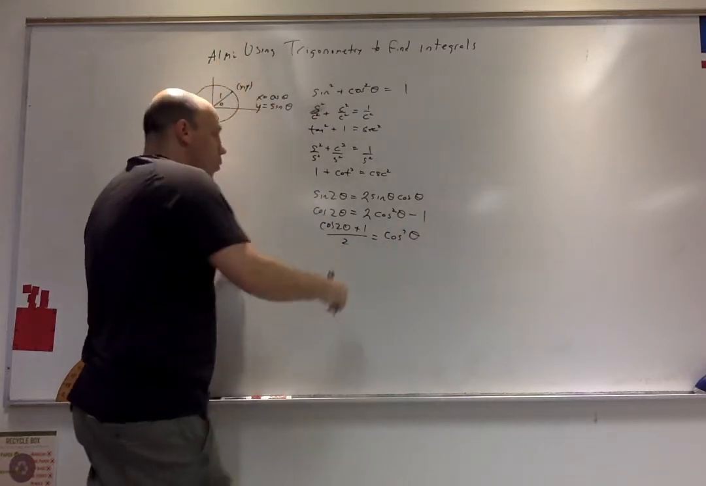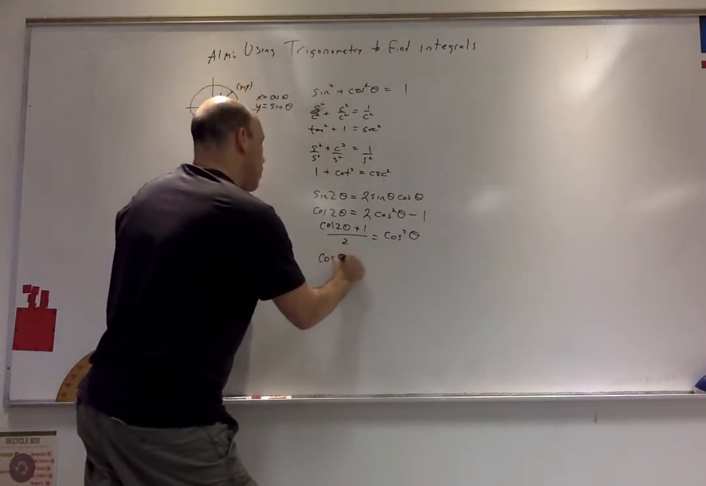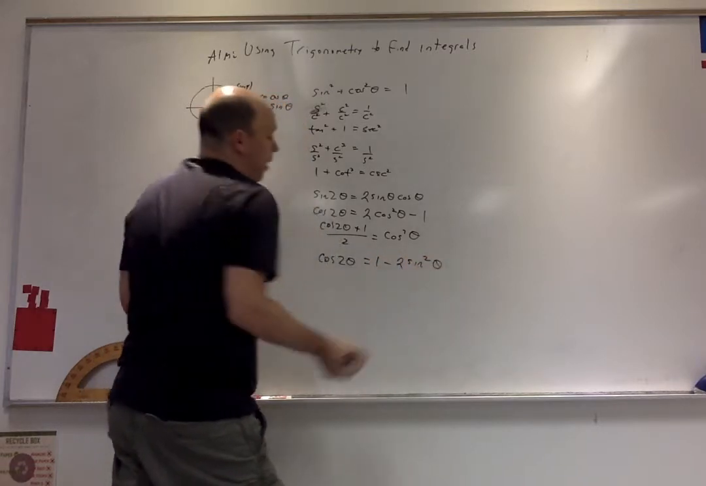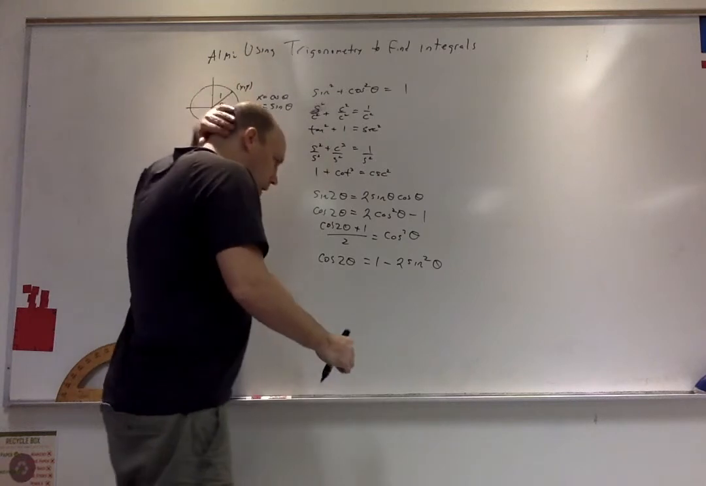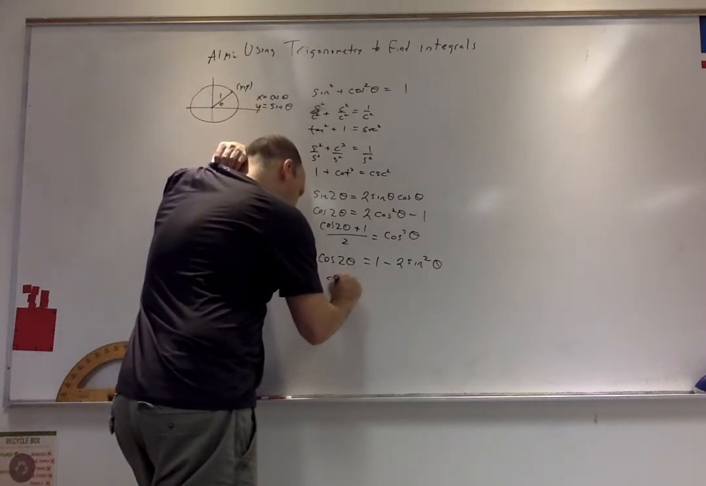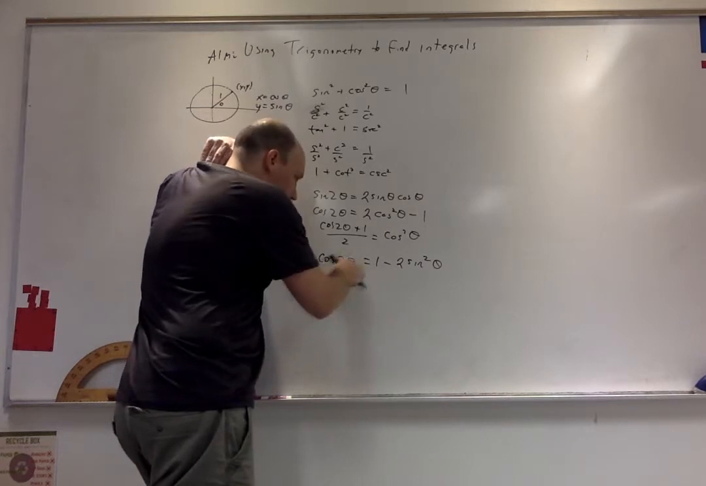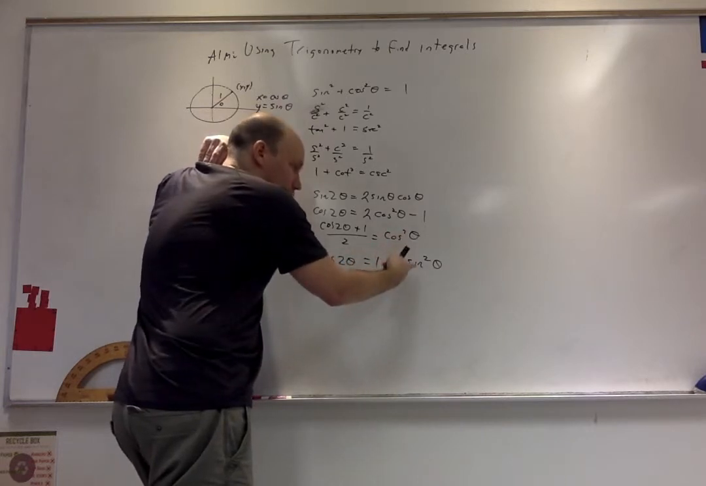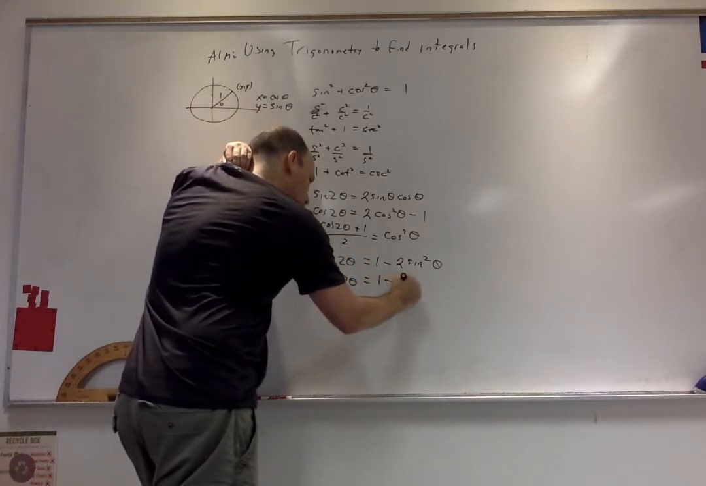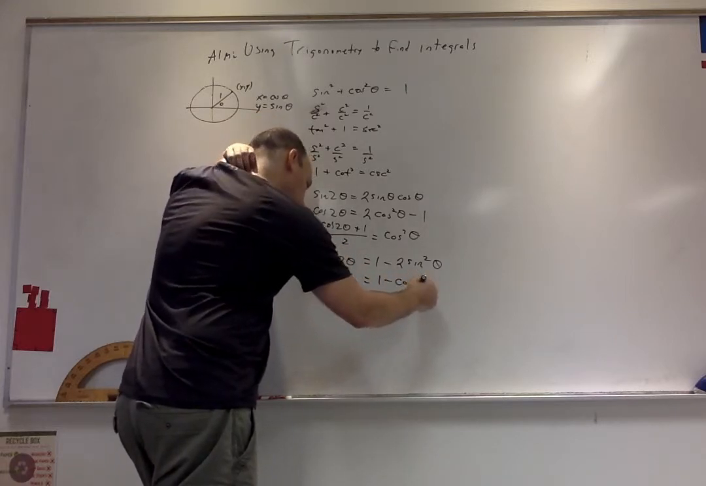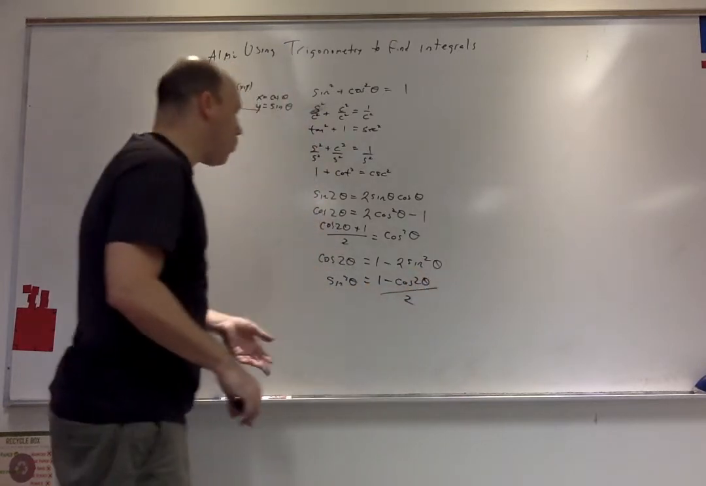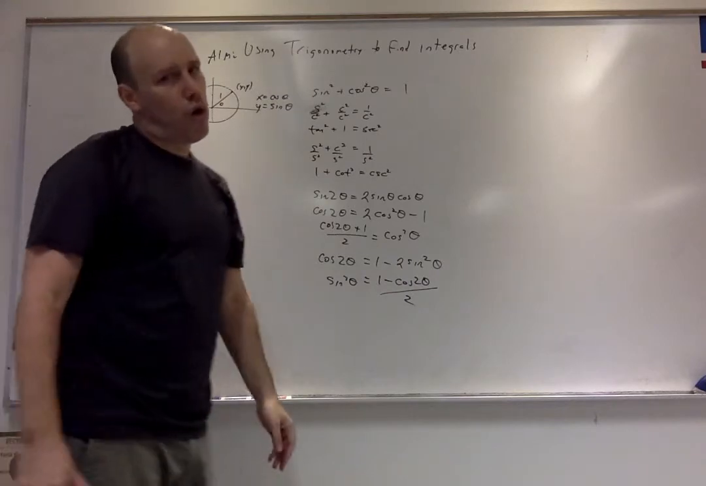Okay? Or, we also learned last year that cosine 2 theta is equal to 1 minus 2 sine squared theta. And if I manipulate that, I get, let's see, we have sine squared theta. So I'm going to move the cosine 2 theta to the right. I'm going to move the negative 2 sine squared theta to the left. And so I have 1 minus cosine 2 theta divided by 2. Okay, well, we're going to see that all of these show up.